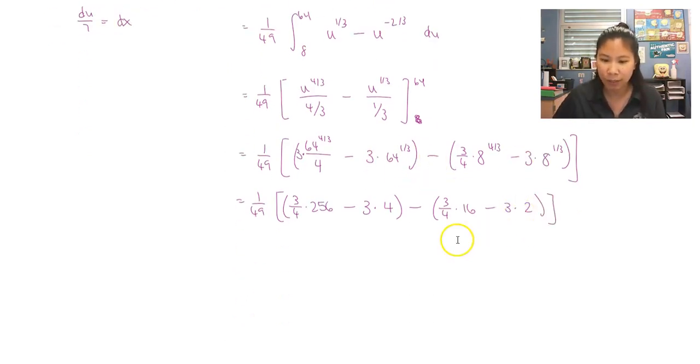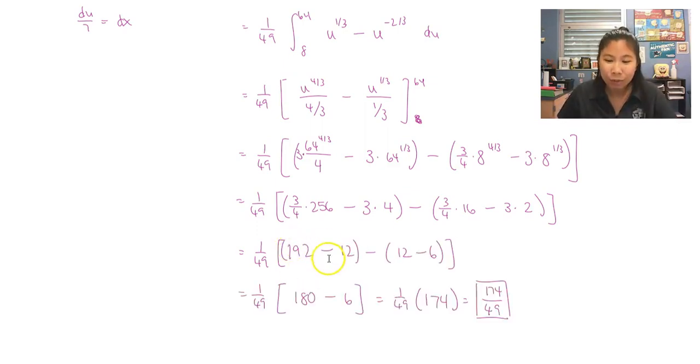All right, let's simplify this out even more. 3/4 times 256 is 192. Minus 3 times 4 is 12. Minus 3/4 times 16 is 12. Minus 6. Simplifying all of this out, I end up with 1/49 times 174, which doesn't reduce or anything, so just 174/49 is our final answer. Alrighty, there's a lot of simplifying, but we got it at the end.